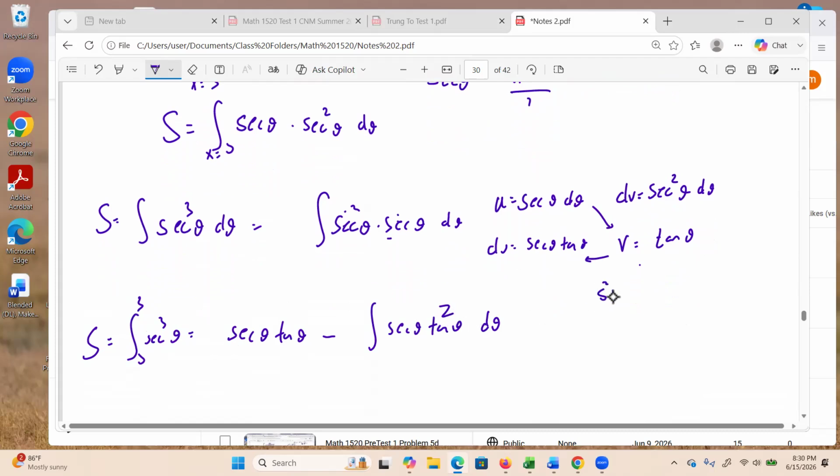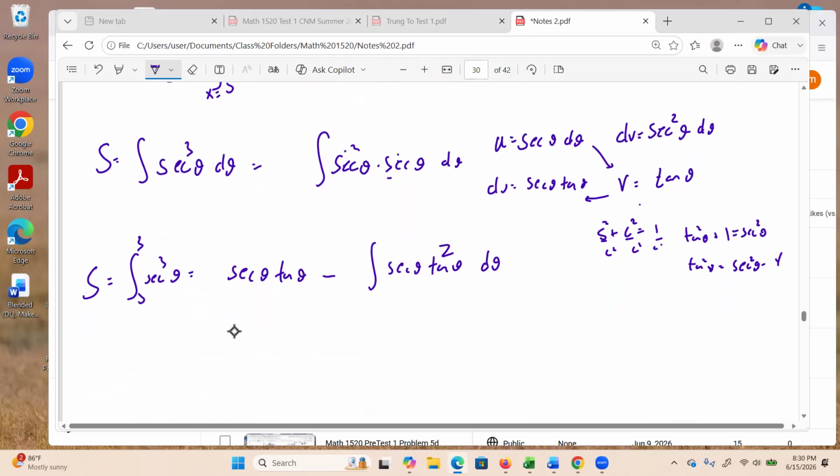So we have sine squared plus cosine squared is equal to 1. Divide everybody by cosine squared, and we end up with tangent squared theta plus 1 is equal to secant squared theta. So tangent squared is really equal to secant squared theta minus 1. So we could say that we have secant theta tangent theta, and this is still going to go from 0 to 3, x equals 0 to 3, minus the integral of secant theta times secant squared theta minus 1 d theta.